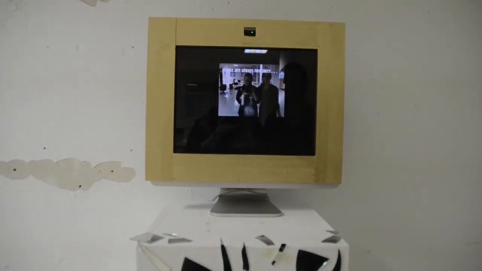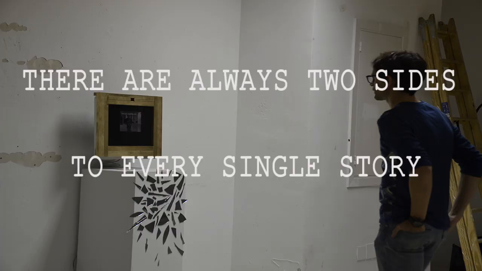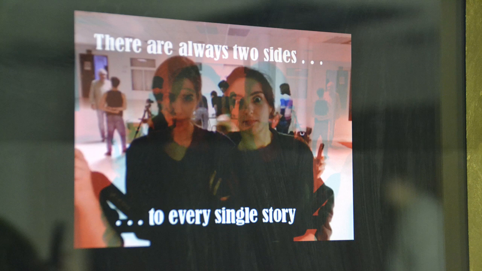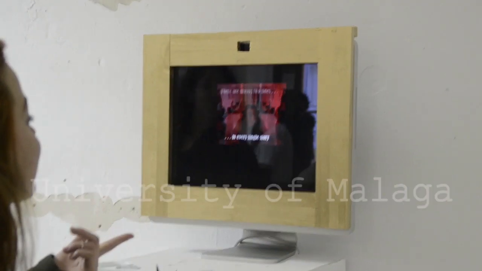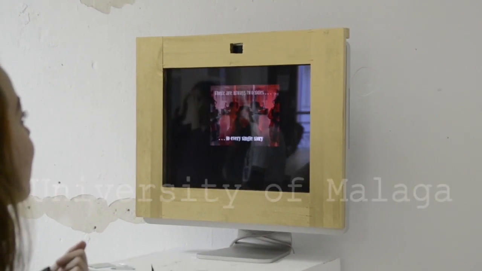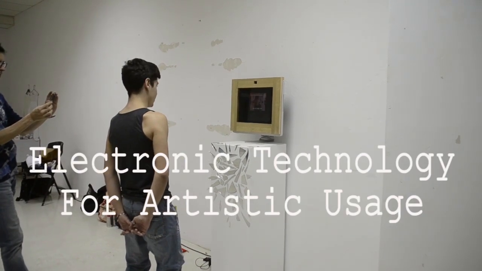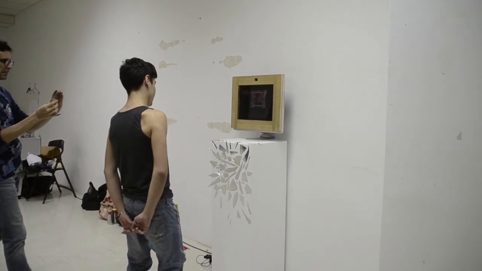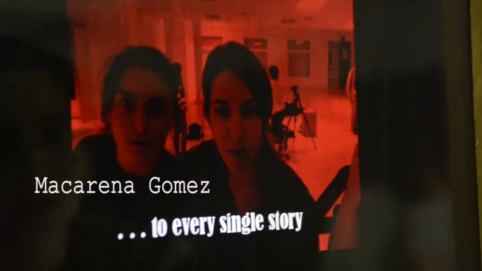We're two art students that are proud to introduce to you our first proper interactive work of art. It's called There Are Always Two Sides to Every Single Story. It's a crafty looking installation put together using Processing, a flexible software used to program and animate all sorts of images. It was made at the University of Malaga and specifically built as a requested project for a subject named Electronic Technology for Artistic Usage. The authors are Irene López, my classmate, and myself, Macarena Gómez.